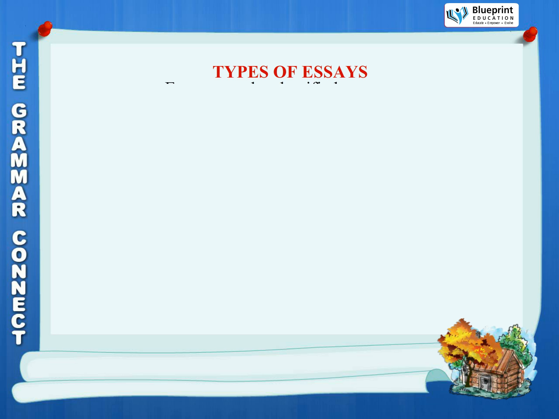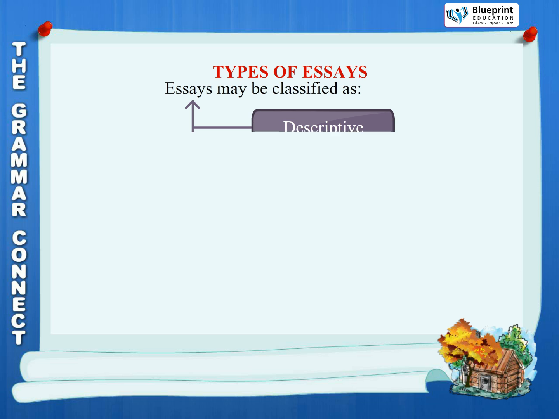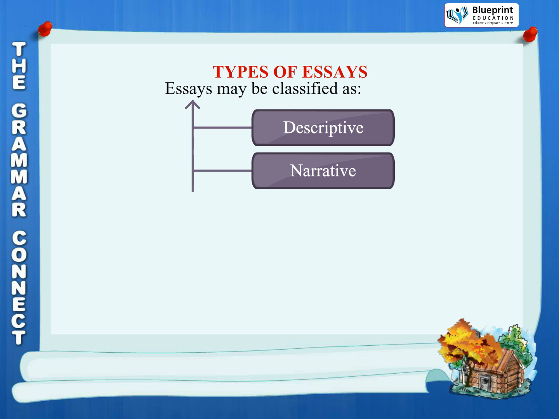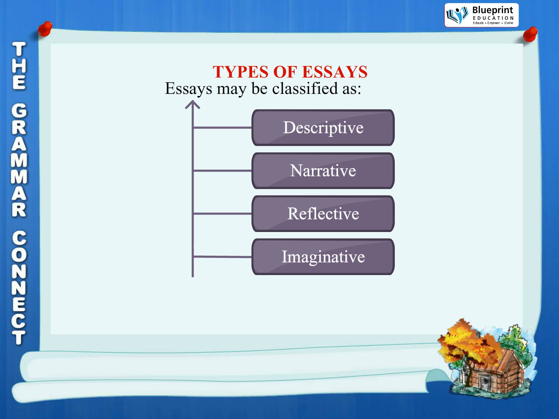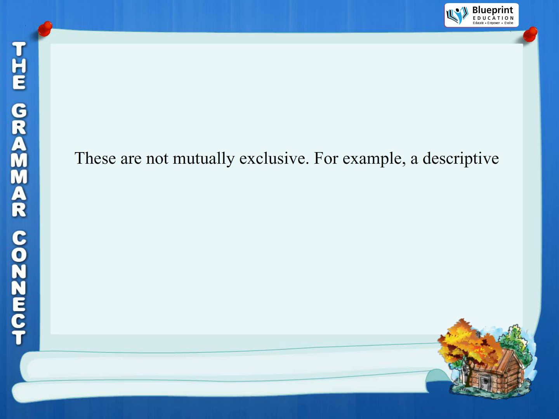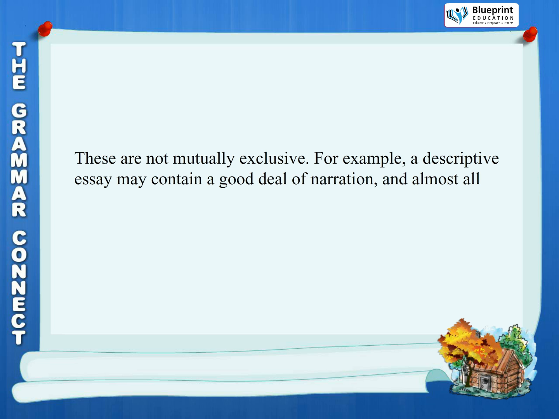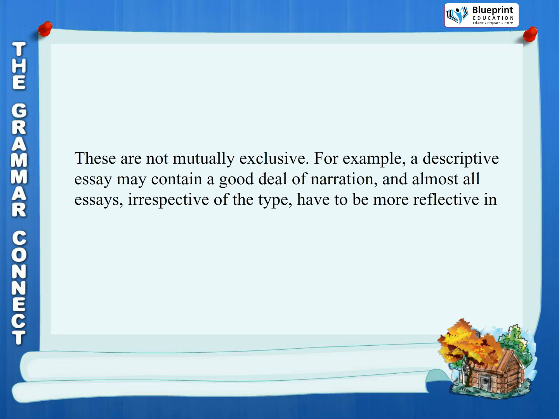Types of essays. Essays may be classified as: 1. Descriptive, 2. Narrative, 3. Reflective, 4. Imaginative, 5. Expository. These are not mutually exclusive. For example, a descriptive essay may contain a good deal of narration, and almost all essays, irrespective of the type, have to be more reflective in nature.